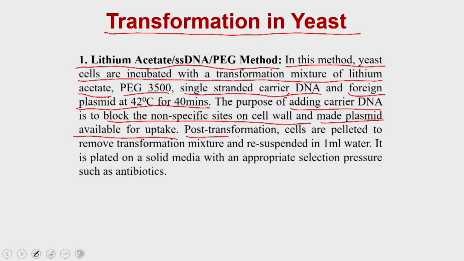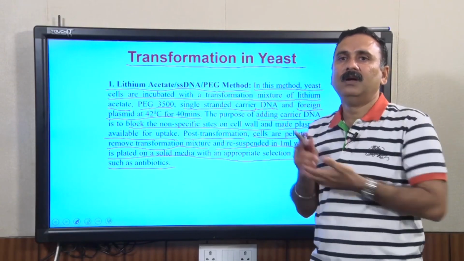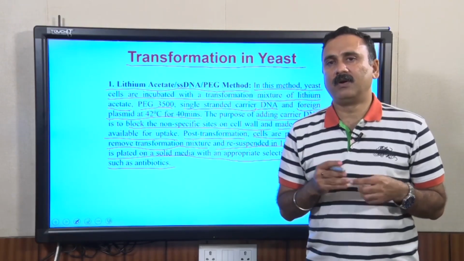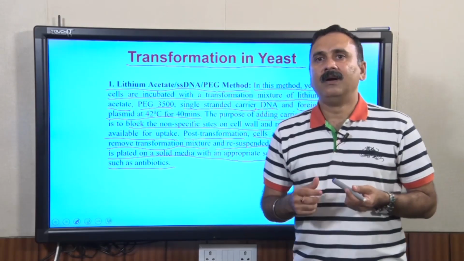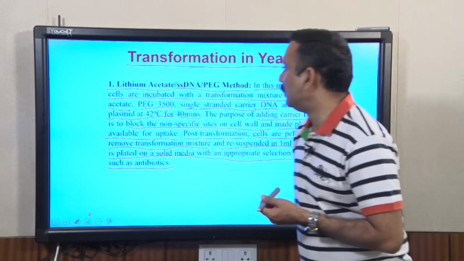And then once the transformation is over, the cells are pelleted to remove the transformation mixture and resuspended in water. It is plated onto solid media with the appropriate selection pressure, such as antibiotics or some other kind of selection pressure, according to the plasmid you are using for the transformation. Now, the next method is called the spheroplast transformation method.